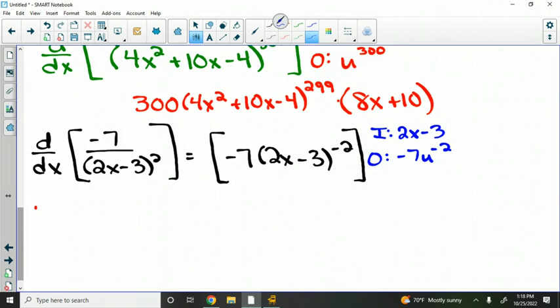And then we'll do chain rule like we have been before. So if we had to derive -7 u to the -2nd, we'd bring our power down. So -7 times -2 is 14. Keep the inside. And then subtract 1 from the power, so -3. So that's the derivative of the outside, keeping the inside, times the derivative of the inside.